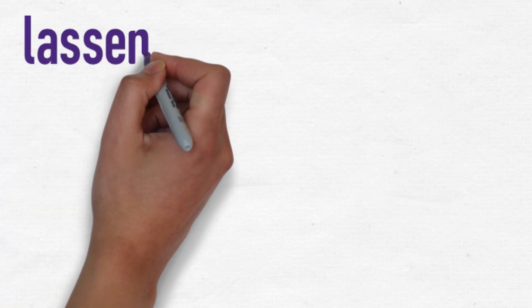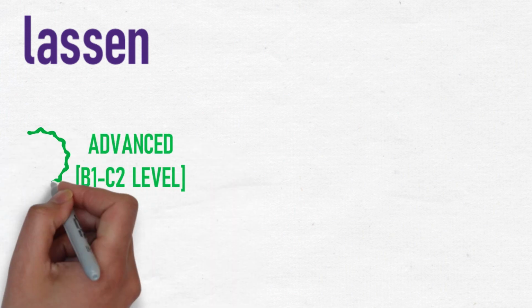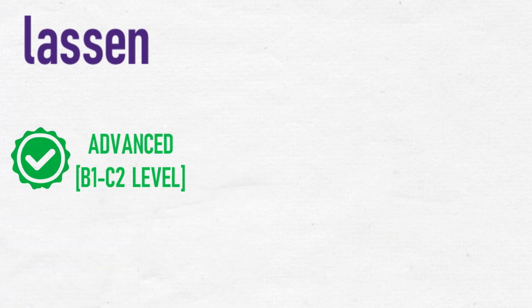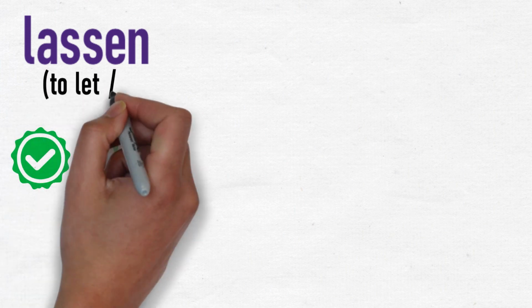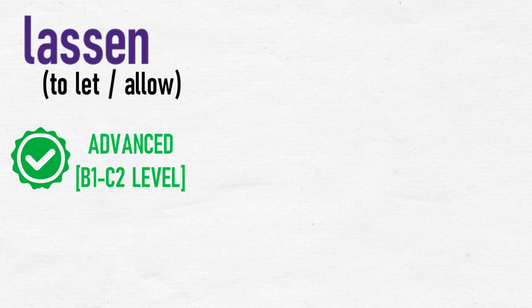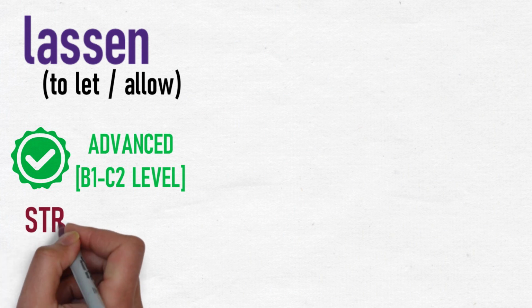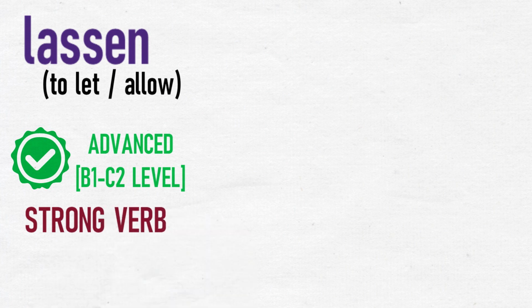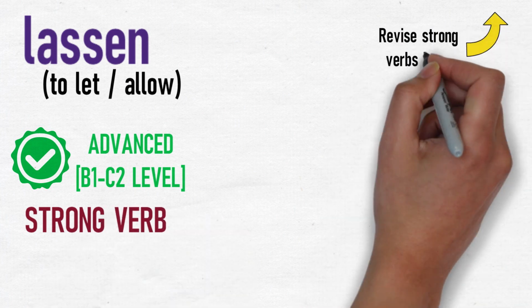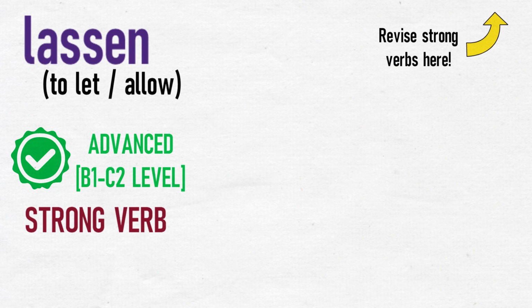In this lesson, we'll be looking at how to use the verb lassen, which is a verb you should really look to master if you want to reach B1 to C2 level. Lassen has a few translations, but the most common ones are to let or to allow, and we'll look at how these differ shortly. The first thing you need to know is that it's a strong verb. If you're not sure what I mean by a strong verb, it's a good idea to click the banner now to recap irregular verbs in the present tense.